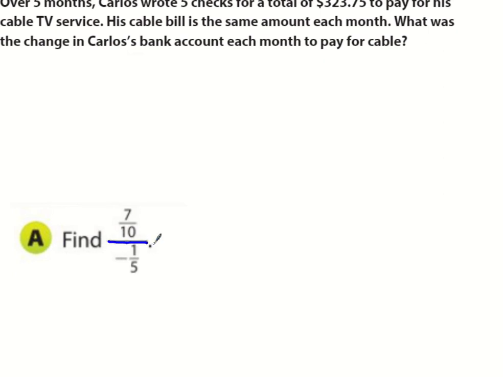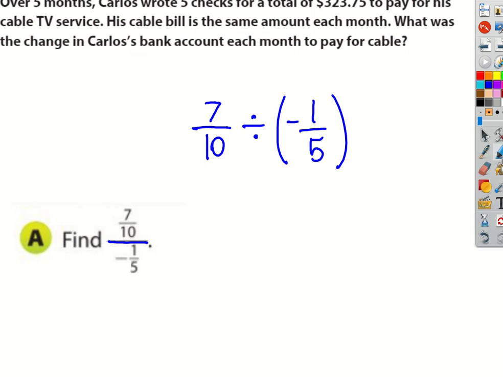Whether it's written 7/10 over 1/5, negative 1/5, or it can be written 7/10 divided by negative 1/5. Either way, it means the same thing, okay? So let me give you guys some tricks here, which sometimes they don't like us to use tricks, but if it works for you, then it just becomes natural and you do it without even thinking of the trick.